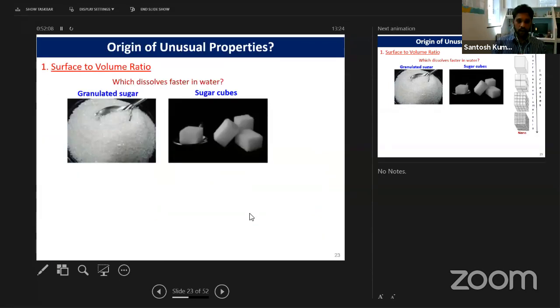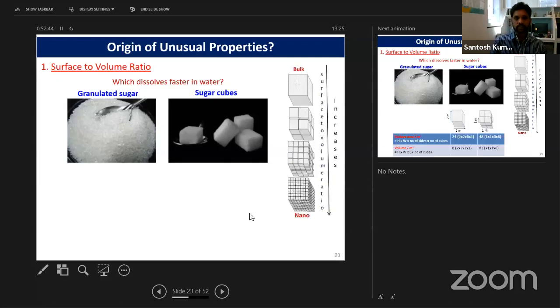What happens? Let's understand these unusual properties at nanoscale. What is the origin of these unusual properties? One of them is the surface to volume ratio. Look, there are two types of sugar here. One is granulated sugar, another is sugar cubes. Which one do you think melts faster? It's obvious, you would say the first one, the granulated sugar, because the surface to volume ratio is very high.